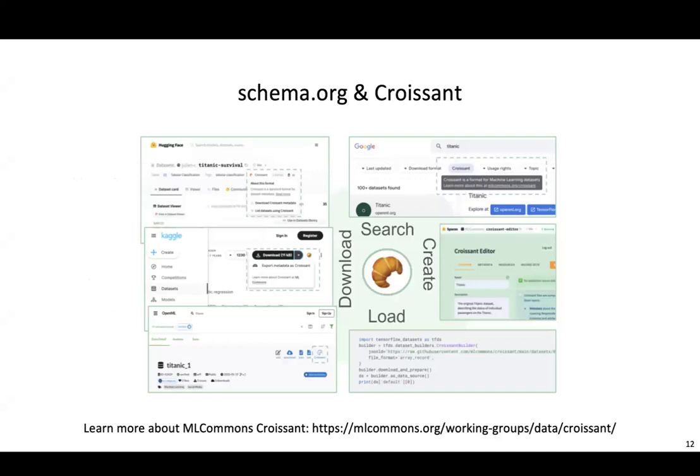So recently, through MLCommons and a lot of industry participation from Google Dataset Search, there's something we have been working on called Croissant. It's based on schema.org, trying to create a high-level metadata format to enable search, loading, and download of those machine learning data sets. It's already implemented in Kaggle, Hugging Face, OpenML, as well as Google Dataset Search.